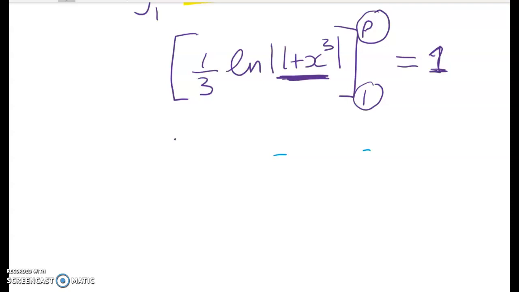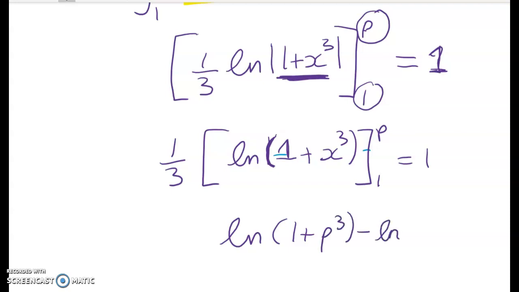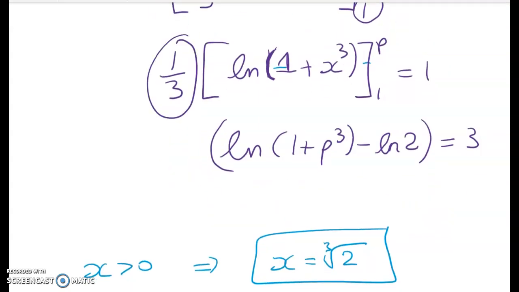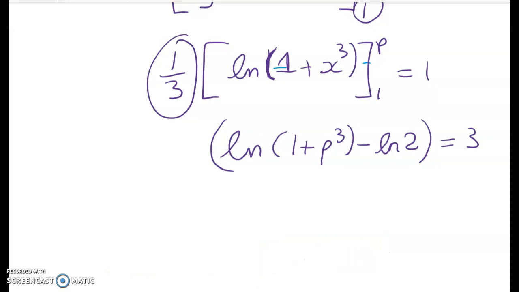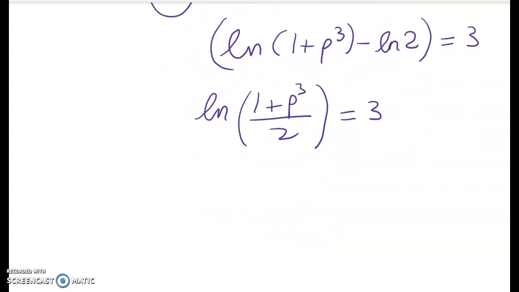So here, we start by taking the constant out the front. I'm going to do this in lots of steps. Substituting in, I get the log of 1 plus p cubed minus the log of 2 is equal to 3. I've multiplied both sides by this. I'm going to keep working this through as exact values. So putting that log back together into one log, I get 1 plus p cubed over 2 is equal to 3. To undo the natural log function, I exponentiate both sides, or I e to both sides.